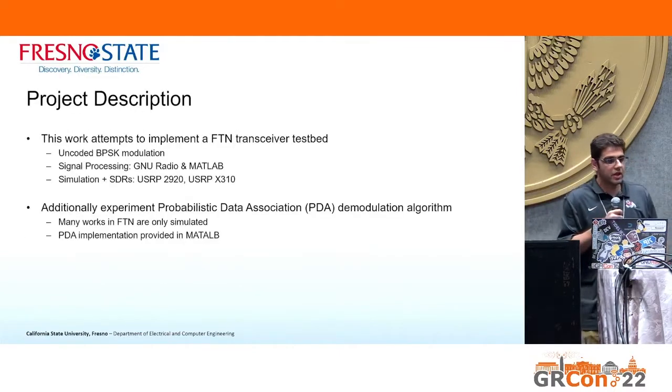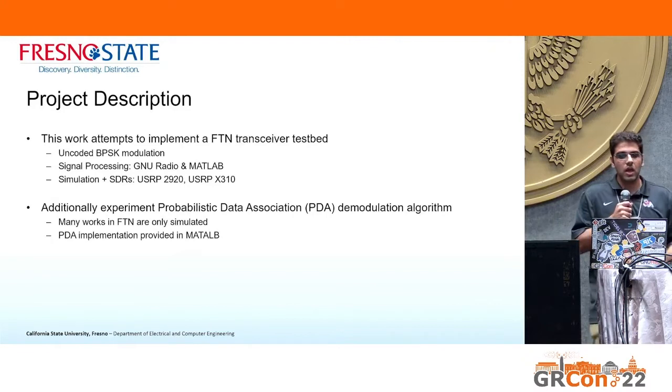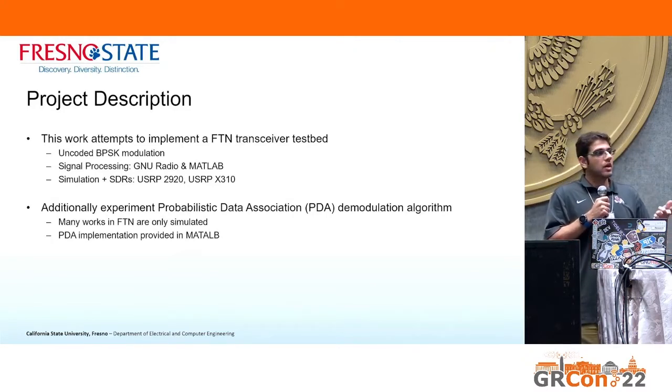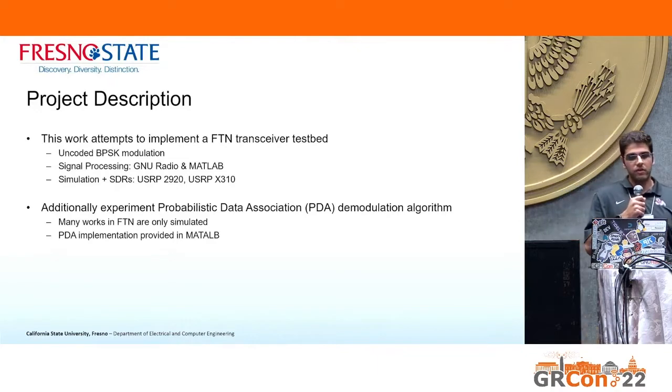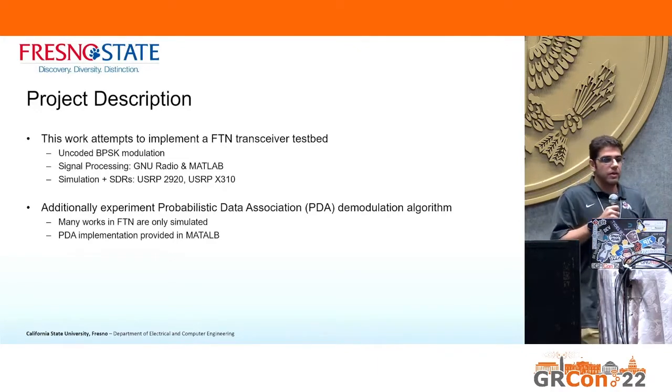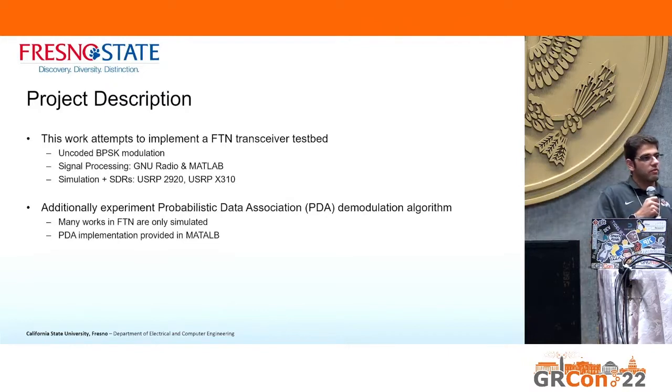Okay, let's talk about the project. My advisors are interested in faster than Nyquist signaling. They've published several works on it in the past, but what they were looking at with this project was trying to see if they could implement a test bed in the lab for FTN. That's because a lot of work on FTN is simulated, and so this would be a pretty big departure from a lot of the work that exists. We wanted to use things like software-defined radios and GNU Radio for the signal processing. We also used some MATLAB. Additionally, they had recently published a paper where they had adapted an algorithm from another domain called the probabilistic data association algorithm, and they wanted to see if we could use that on the test bed.